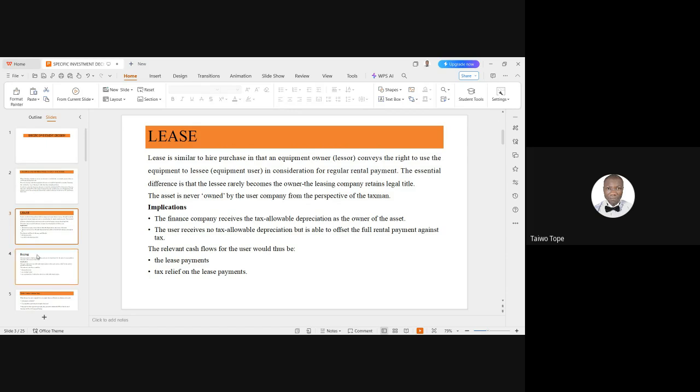So the implication is that the finance company receives tax allowable depreciation as the owner of the asset, while the user receives no tax allowable depreciation, but is also able to offset the full rental payment against tax. So the relevant cash flows, as I've said, include the lease payment and the tax relief on the lease payment.